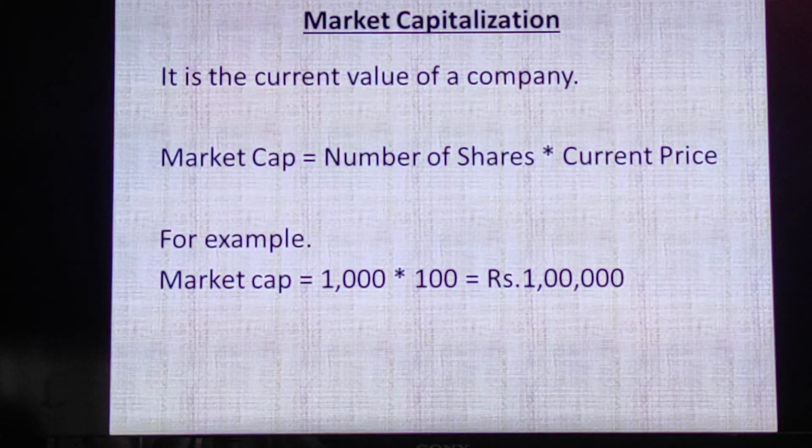The market capitalization of a company is nothing but its current value. It can be obtained by multiplying the number of shares with the current market price of that share. For example, if a company has issued only 1000 shares and each share is being traded at 100 rupees, then multiplying these two will give 1 lakh rupees. So the market cap of this company at this time is 1 lakh rupees. Similarly, we can calculate the market cap of any company.